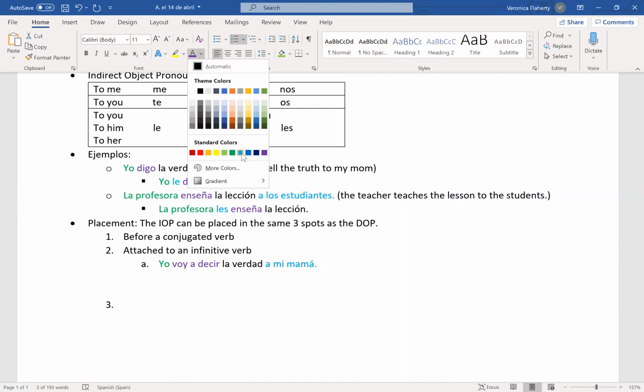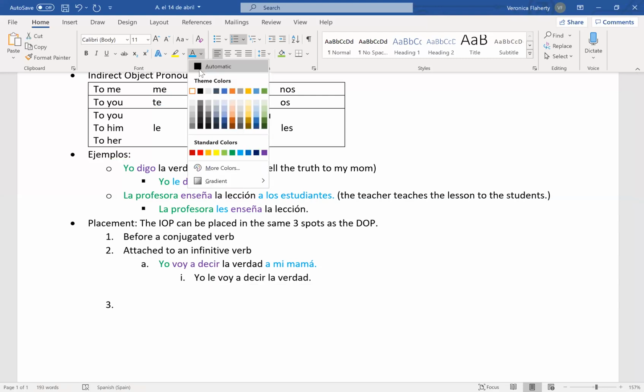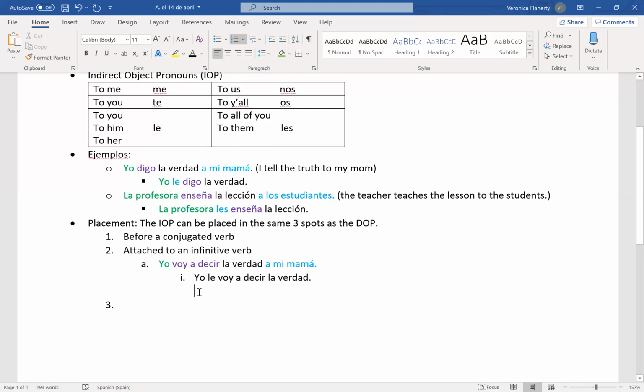So if I want to stick it on the end, where's it going to go? At the end of decir. Where else could it go? Before voy, perfect. So it can either go before the conjugated verb, yo le voy a decir la verdad, or it can attach to the end of the infinitive, yo voy a decirle la verdad.